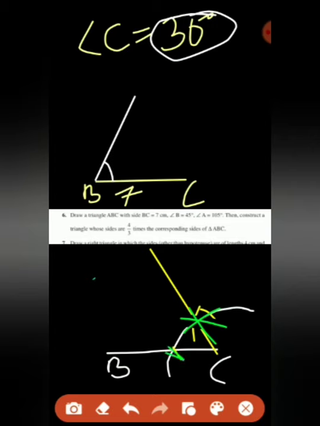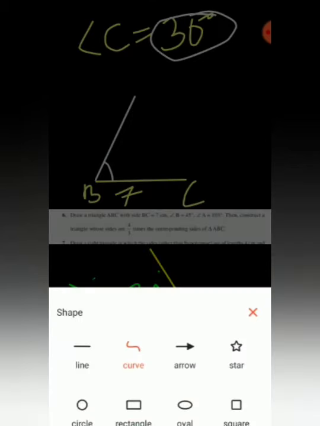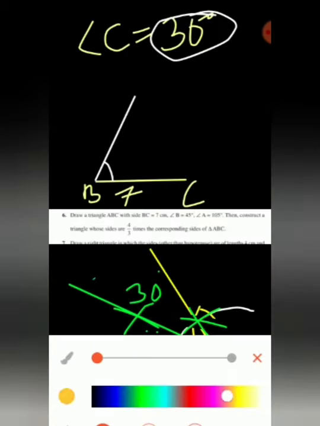From there, you make an arc like this. Fine. And you join your C to that arc like this. You will get 30 degree each on both sides. This is 30 degree, this is 30 degree. Hope you understand how I did it, right? So now I'll do above.